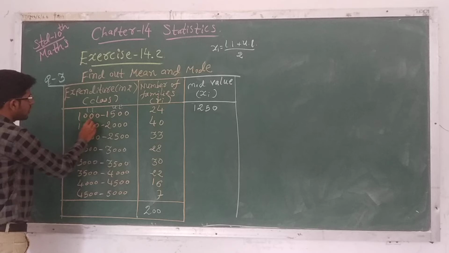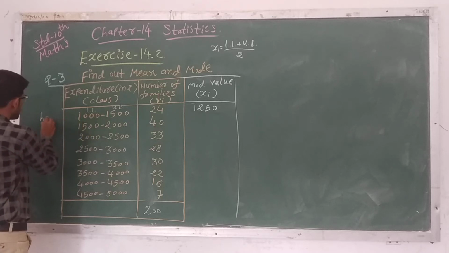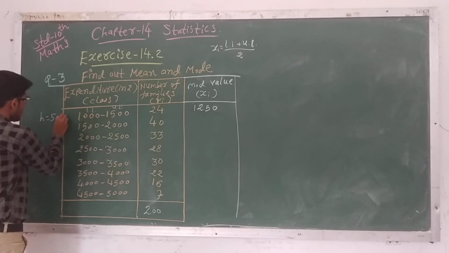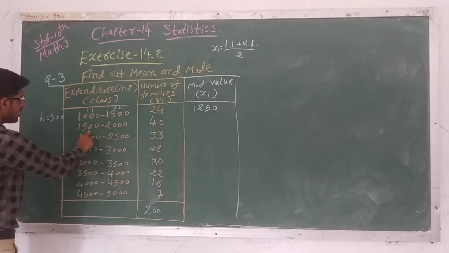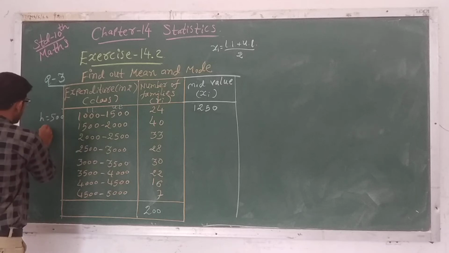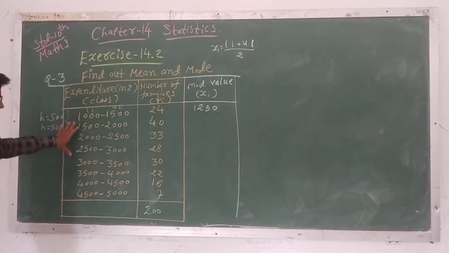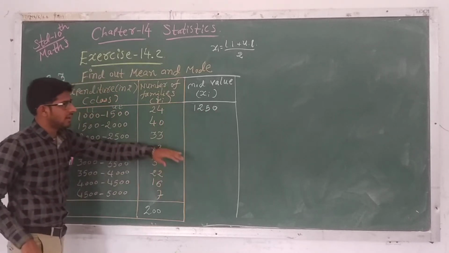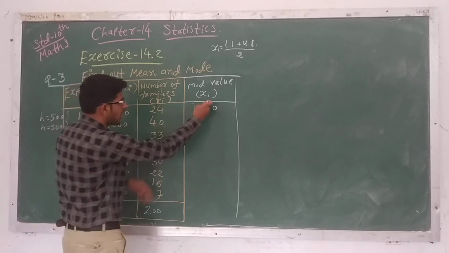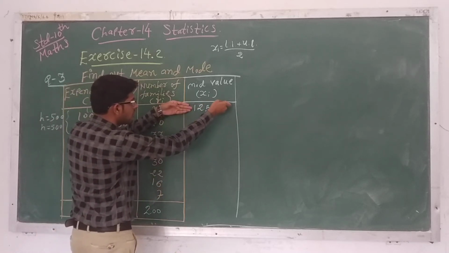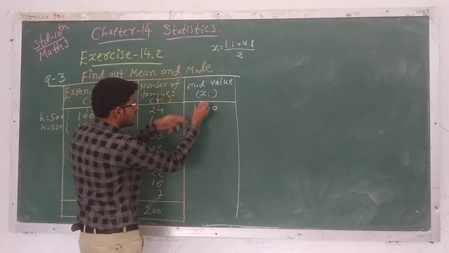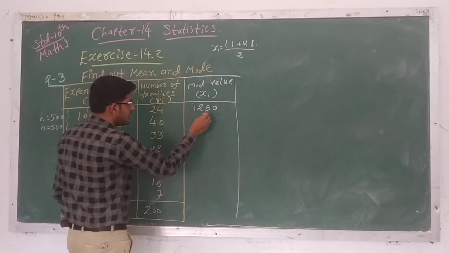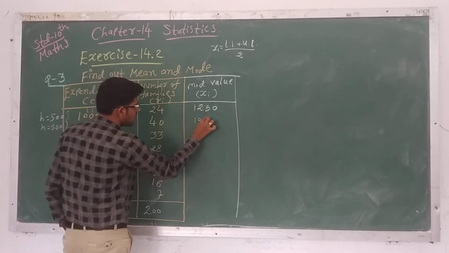First of all here class length h is equal to 500. Second class length will be again 500 because 1500 to 2000, so again h equals 500. So here we can observe one thing, class length will be same. So we have to find xi by simply adding the class length. We have to add 500 to the above xi. So 1250 plus 500, so 1750.